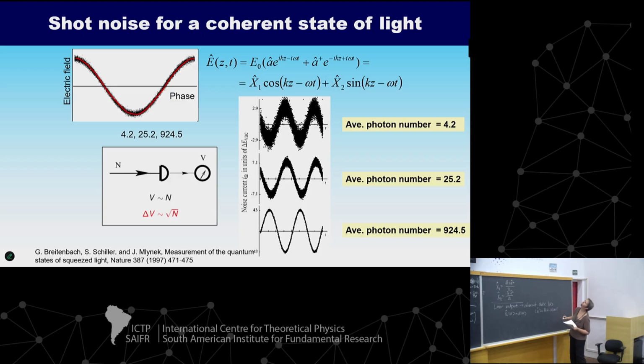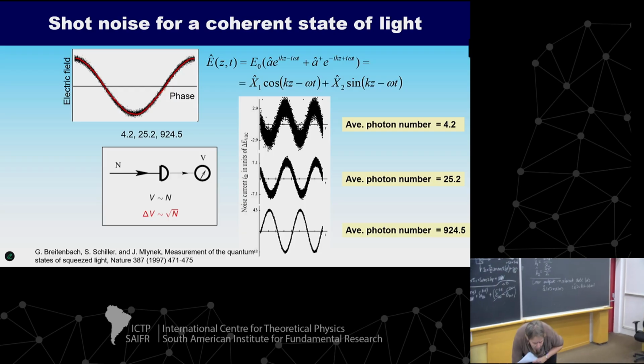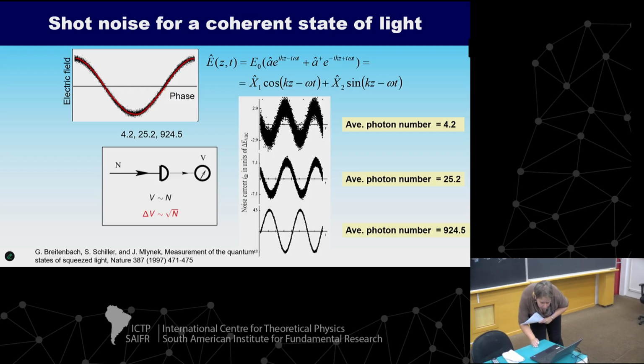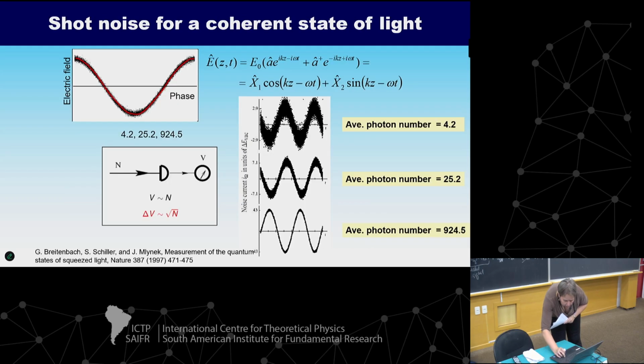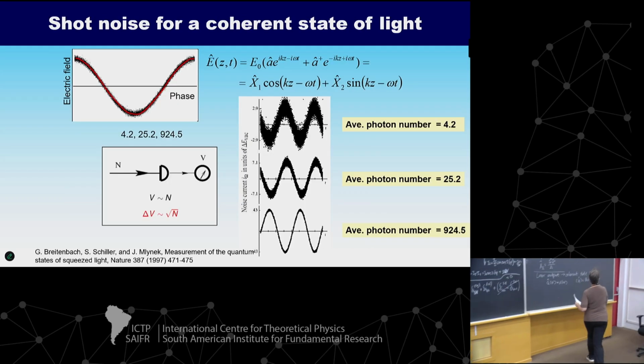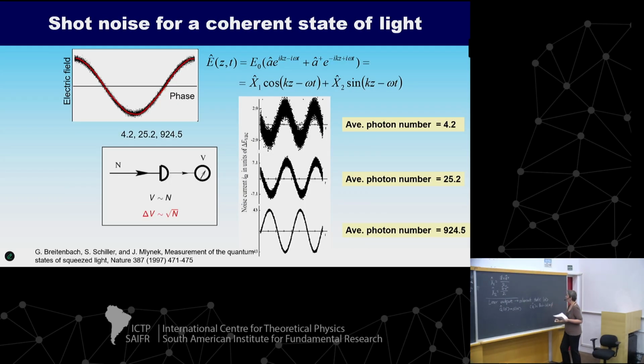What was I using for phase? I don't remember. Sorry. Chi. OK, so phase chi. And then, of course, the other quadrature is going to be the imaginary part of alpha, again the amplitude times sine chi.